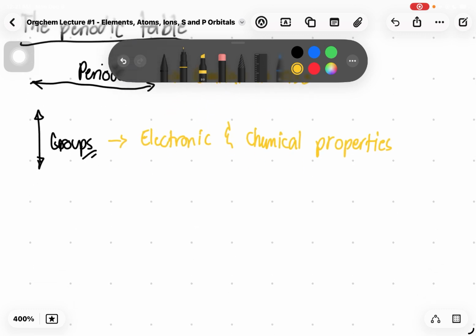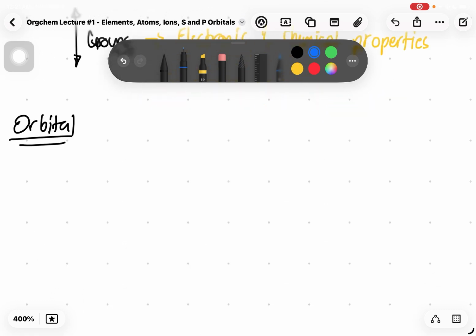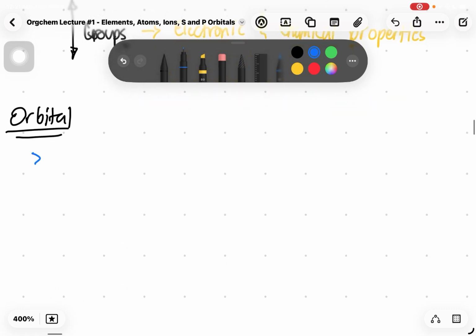And let's move on to the orbitals. What is an orbital? An orbital is a region in space that is high in electron density.